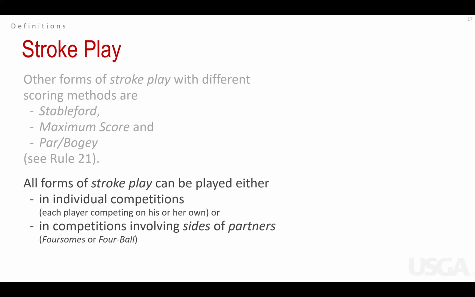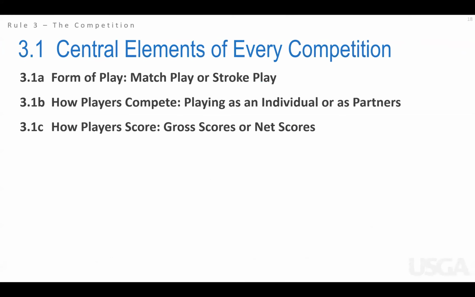And just like with match play, all forms of stroke play can either be as an individual or competing as a part of a side with a partner. So we'll get into actually the heart of the rule itself and talk a little bit about those 6 buckets we talked about: match play or stroke play, playing as an individual or a partner, and with gross scores or net scores.